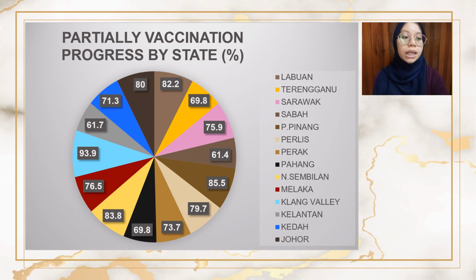76.5%, Klang Valley 93.9%, Kelantan 61.7%, Kedah 71.3%, Johor 80%, and the last one is Perak 73.7%. So this pie chart shows that the state with the highest number of people partially vaccinated is Klang Valley at 93.9%, and the lowest is Sabah at 61.4%.